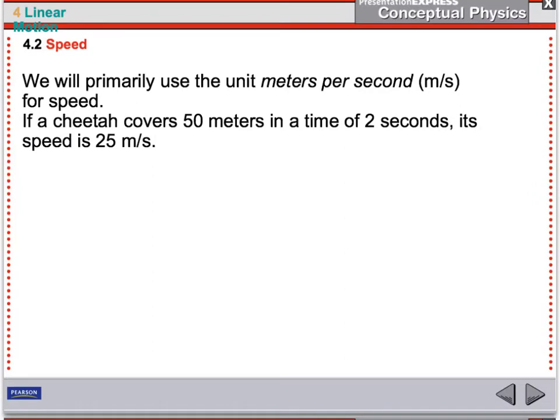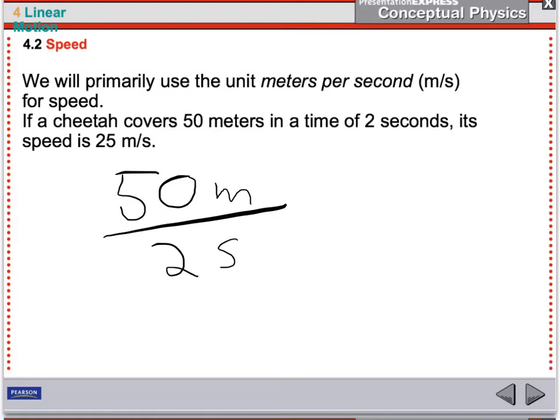Now the most common units we're going to use are meters per second. So for example, if a cheetah can cover 50 meters in a time of 2 seconds, a little math will show you that that comes out to be 25 meters per second, the speed of that cheetah.